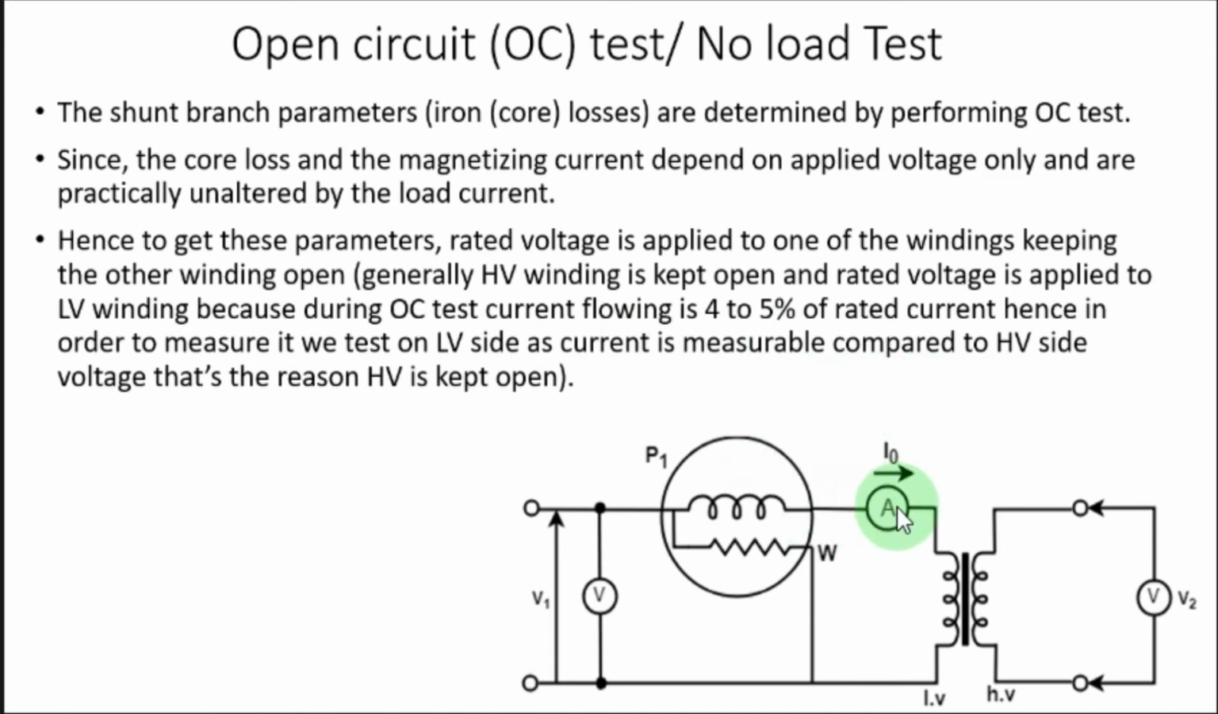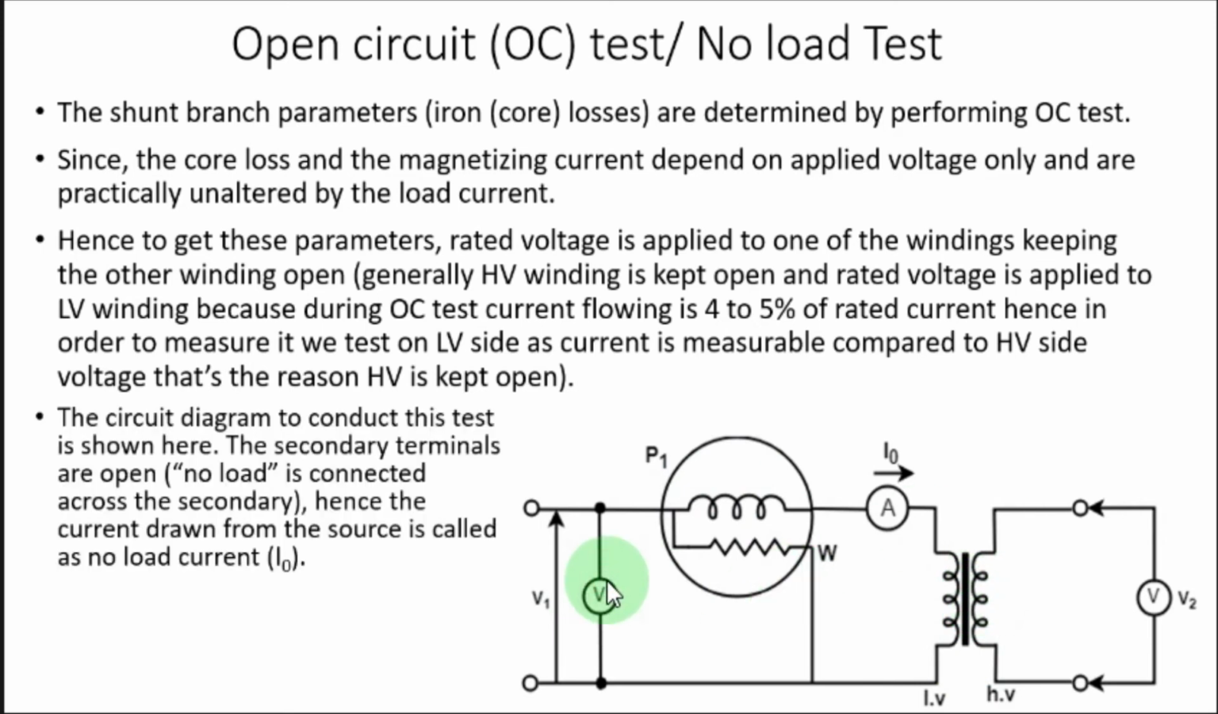For example, here you have to measure the current by using an ammeter, and you have to measure the voltage by using a voltmeter, and also you have to connect a power meter to find the power taken by the transformer, right? So the circuit diagram to conduct this test is shown here. That is the circuit diagram.